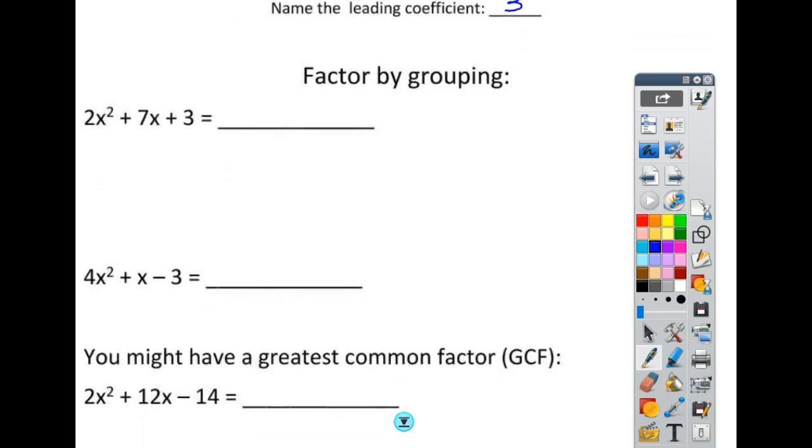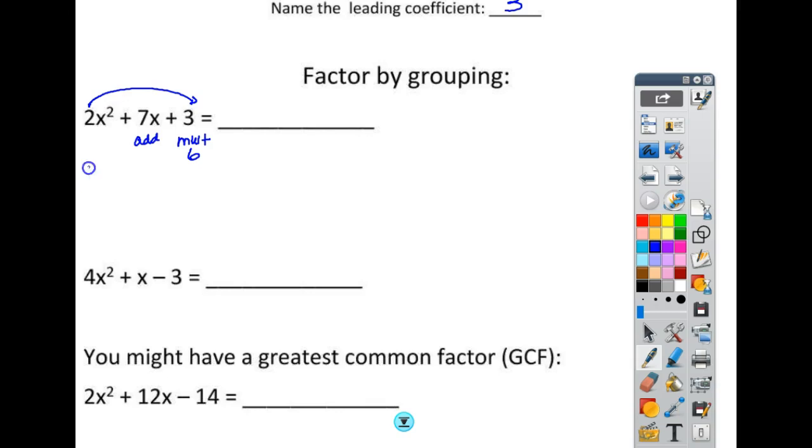So, okay, we can't just say what multiplies to 3 that adds to 7. We have to include this 2 right here in our calculations. So we have to multiply the 2 times the 3, and we say what multiplies to 6 that adds to 7. Okay? Can't leave poor little 2 out. So what multiplies to 6 that adds to 7?